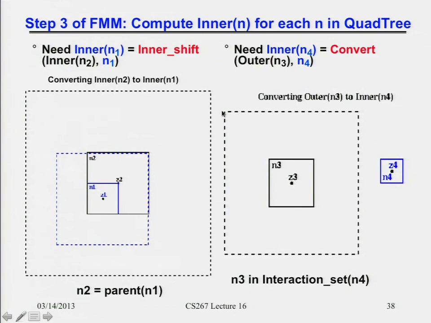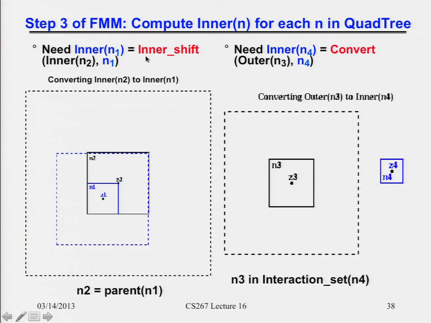Okay, so what do I need to do now? I need to take an expansion that's true around this point. N2 is the parent. It's expanded around here. And I need to convert it so that it's centered at this point. So I need an inner shift. It takes an expansion here, which tells me the potential on everybody inside the black box due to everybody outside the dotted one, and just shifts it so it's centered around there. And then I need to convert the outer expansion of this guy, he was a red box in the previous slide, and make him an inner expansion here. So I have these two kinds of conversions to do.